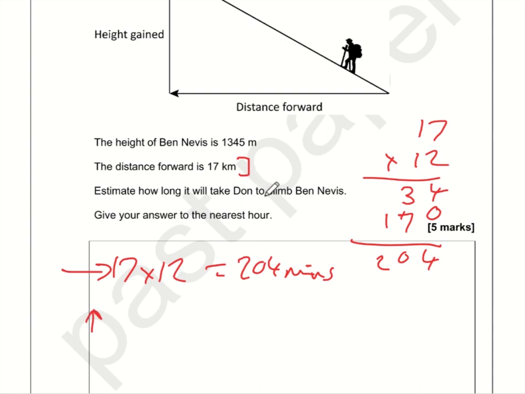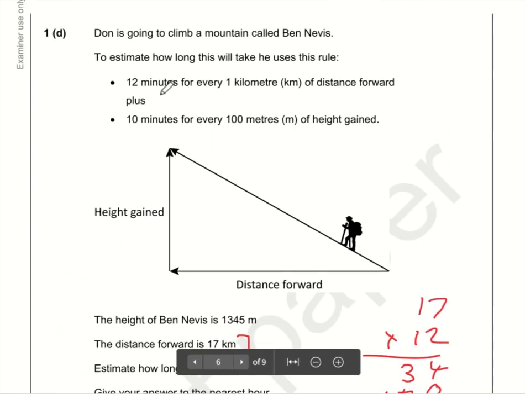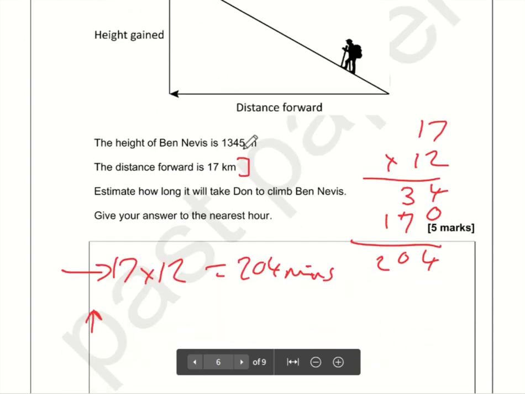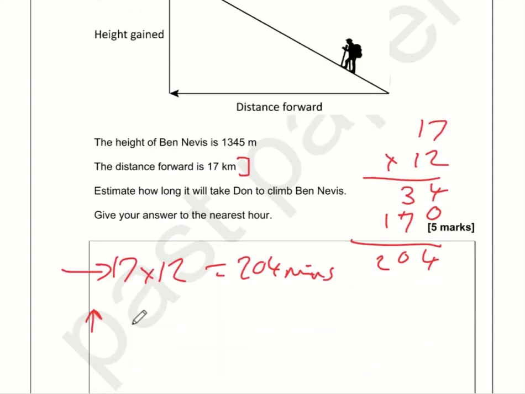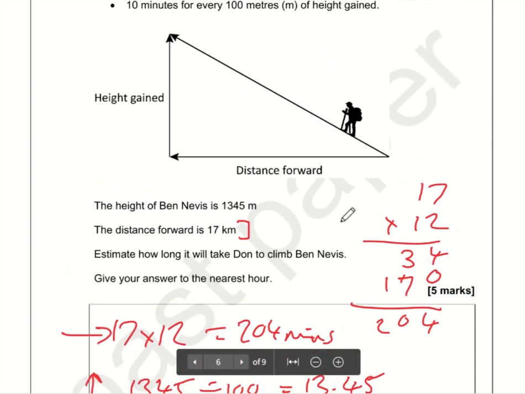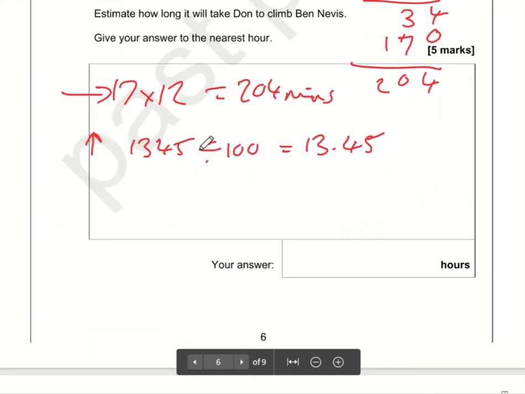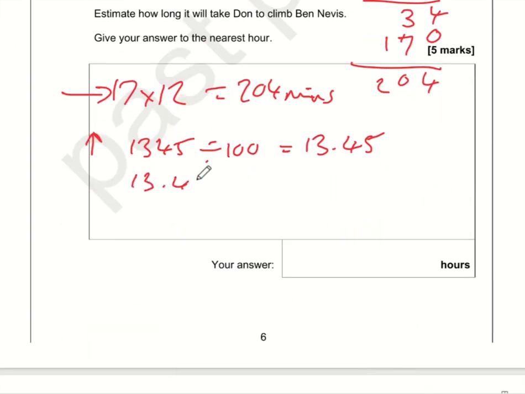Now for the uphill, we have been told, what did it say? 10 minutes for every 100 metres. So how many 100 metres are there in 1345? 1345 divided by 100, well that is 13.45. So that is going to be 13.45 times by 10 minutes, and 13.45 times by 10 is 134.5. So for those two calculations there, I've kind of assumed that you know what you're doing when you're multiplying and dividing by multiples of 10.